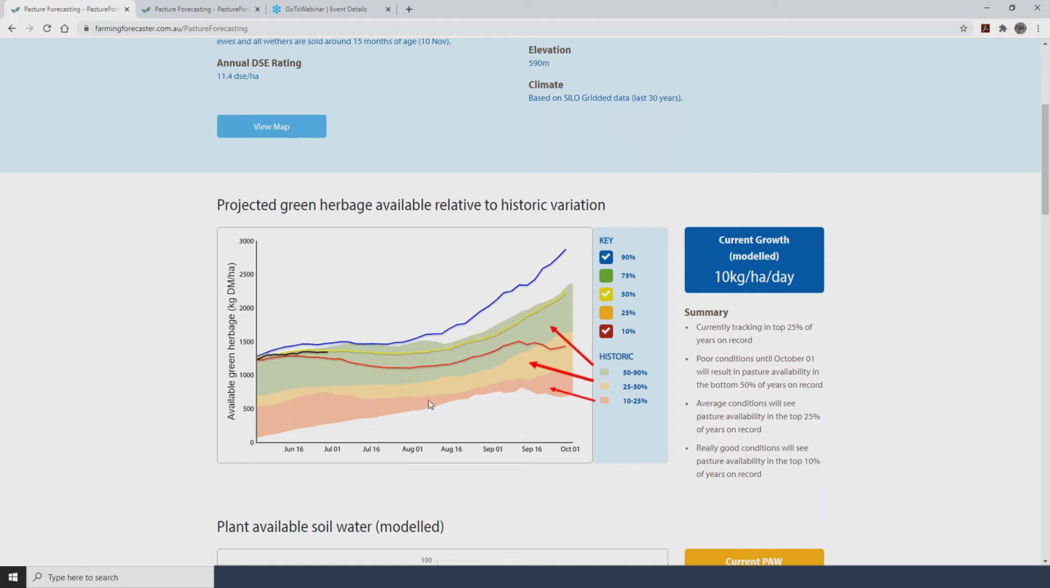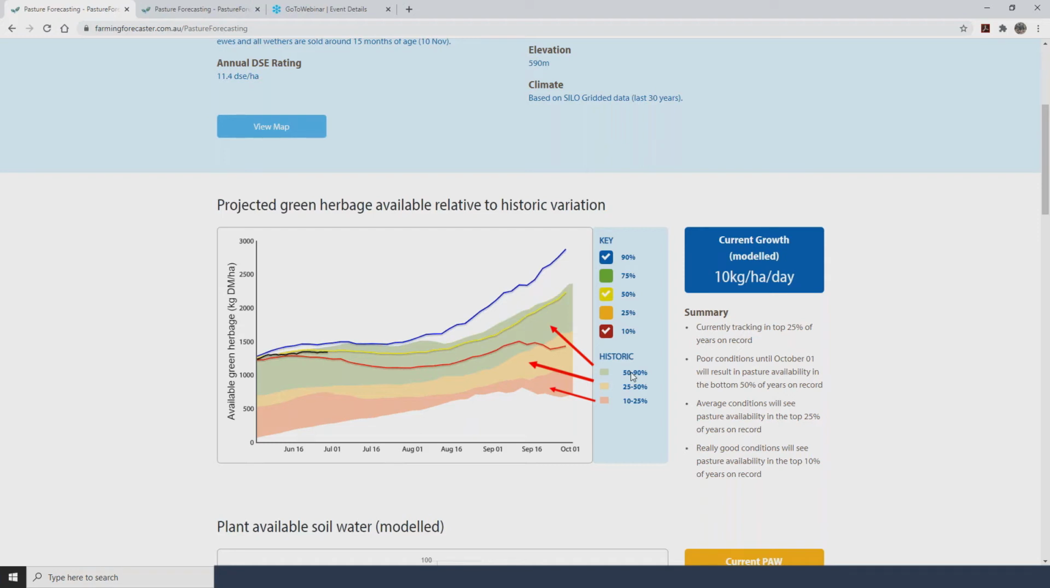The shaded area in the graph shows the historical range in pasture availability across the forecast period. The historical data is also displayed in percentiles and is based on the last 30 years of weather data. At present, the 30 years covers from 1990 through to 2019. So the green zone is the historical 50th to 90th percentile band.